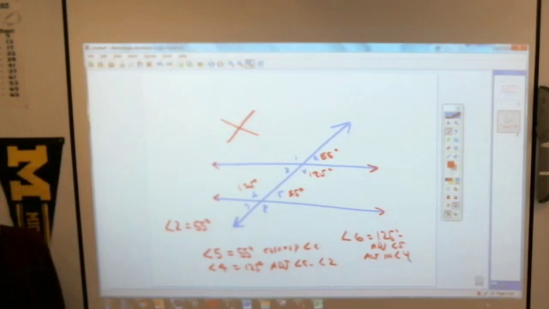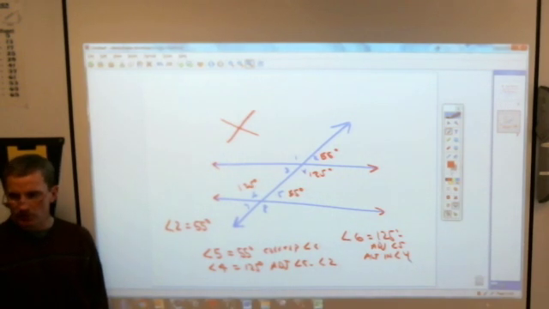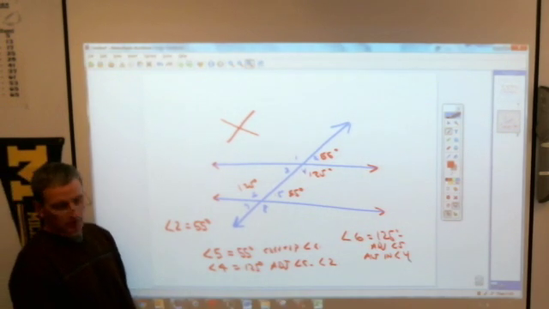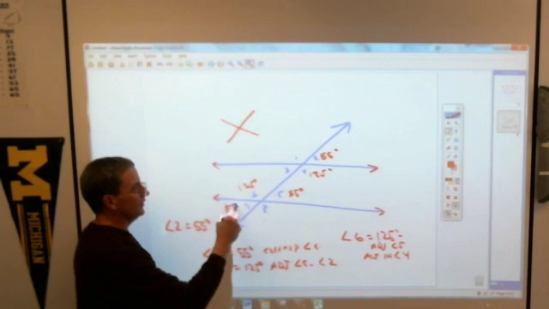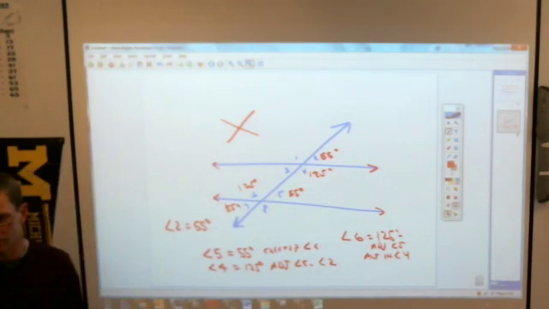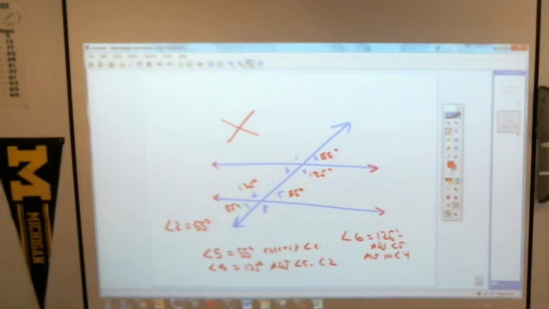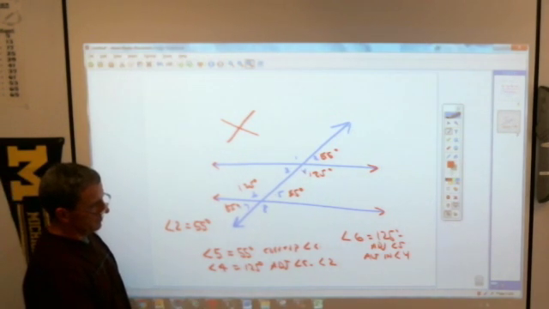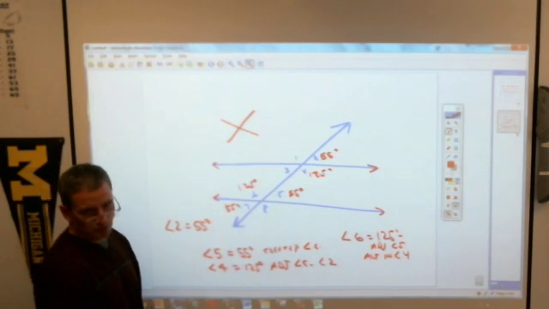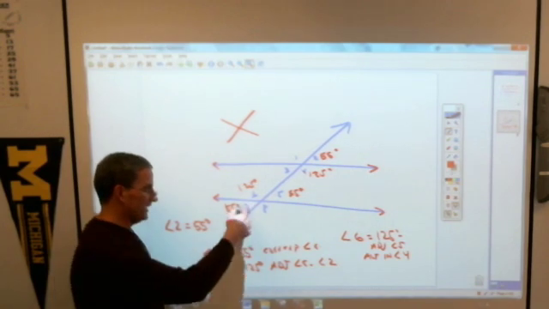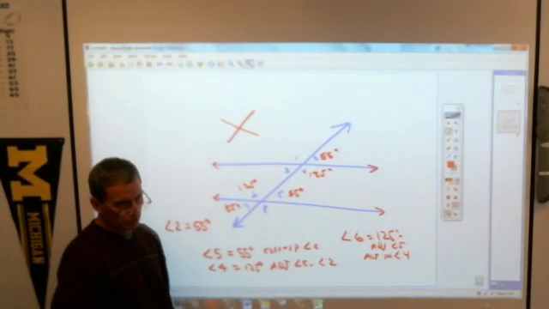Angle 7 is how many degrees and why? This should be becoming easy for you here. Joseph, angle 7 is? 55. Why? Before you tell me, you can give me 3 different reasons why that's 55 degrees. If two parallel lines are cut by a transversal, then alternate exterior angles are equal. Okay, what's another reason why? Andrew? No, it's opposite. Okay, it's opposite of angle 5. And the last reason you could have used?